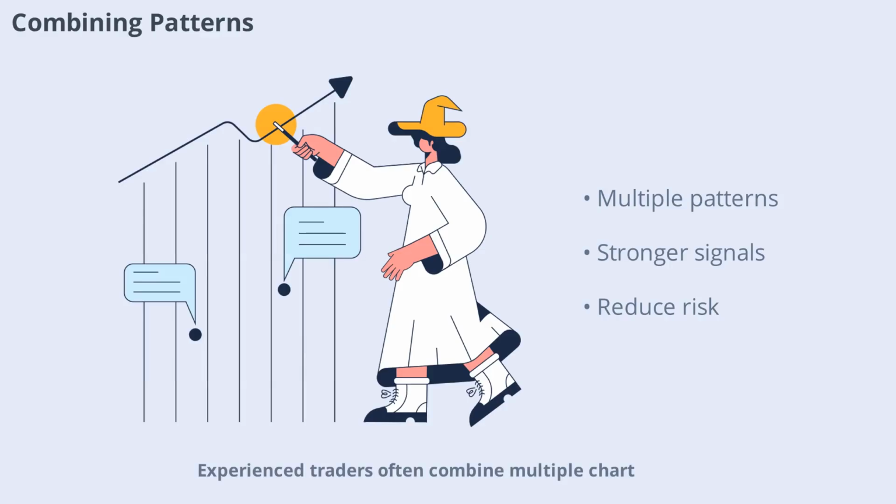Experienced traders often combine multiple chart patterns and technical indicators for better results. For example, a head and shoulders pattern confirmed by a volume spike and a moving average crossover provides stronger evidence for a trend reversal. Combining patterns helps you build a more robust trading strategy and reduces the risk of false signals.